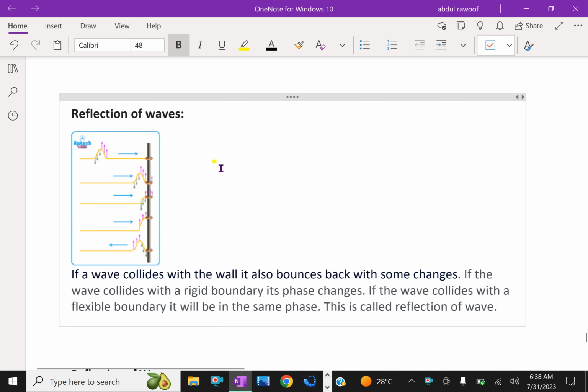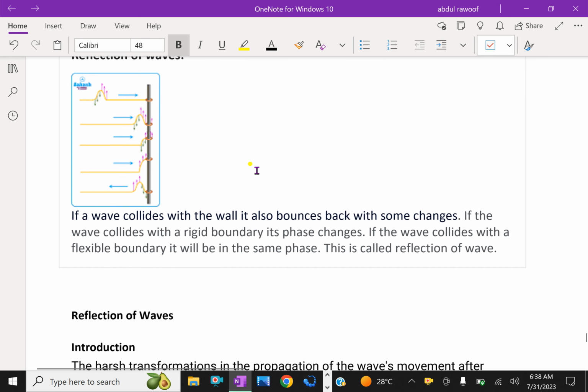In physics, let us discuss reflection and refraction of waves. First, we look at reflection of waves. If a wave collides with a wall, it bounces back with some changes. If the wave collides with a rigid body, its phase changes. If the wave collides with a flexible boundary, it will be in the same phase. This is called reflection of waves.